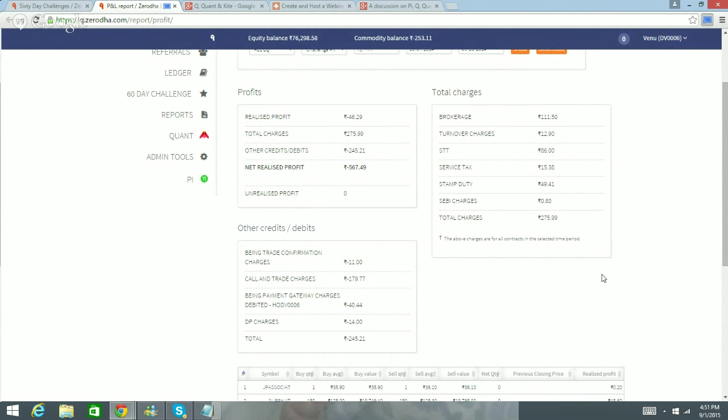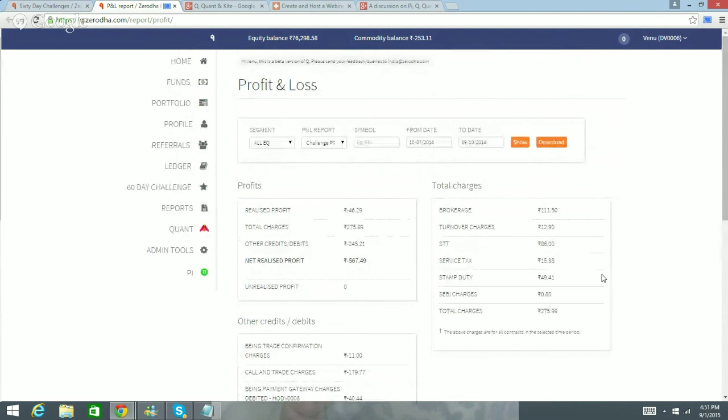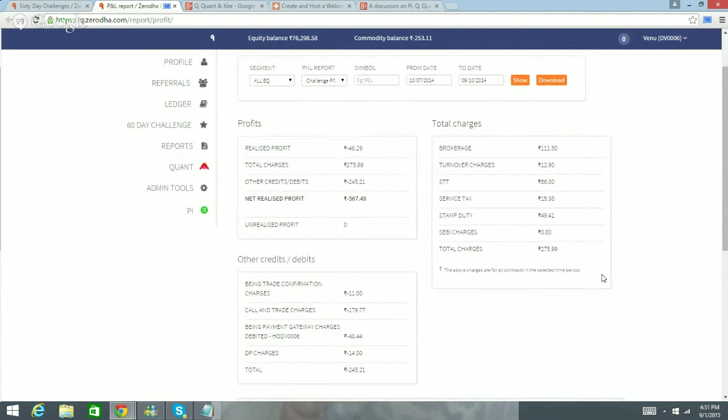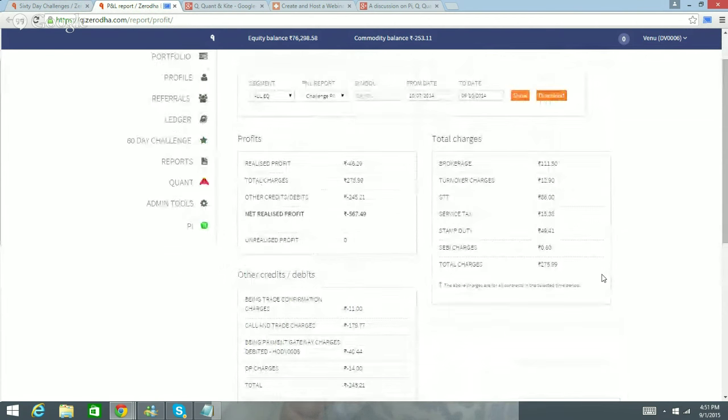Right, so you opened the P&L page. Yeah, so this is how a P&L page looks, right?